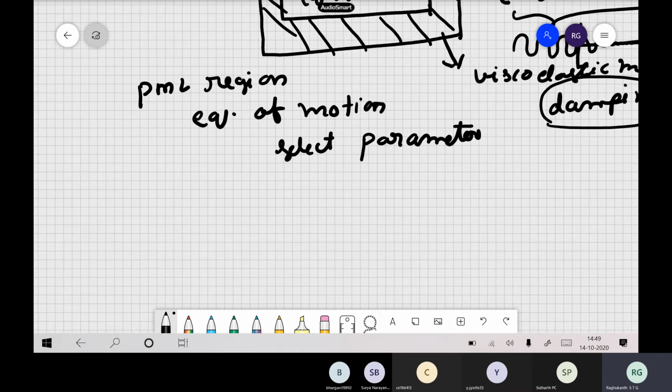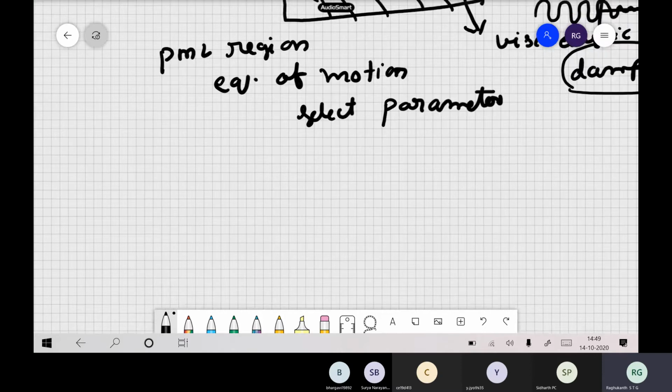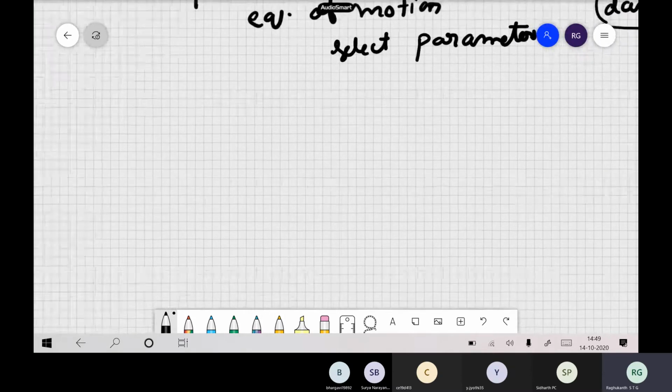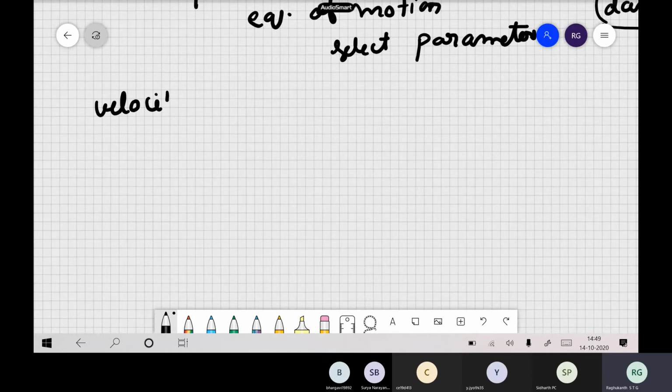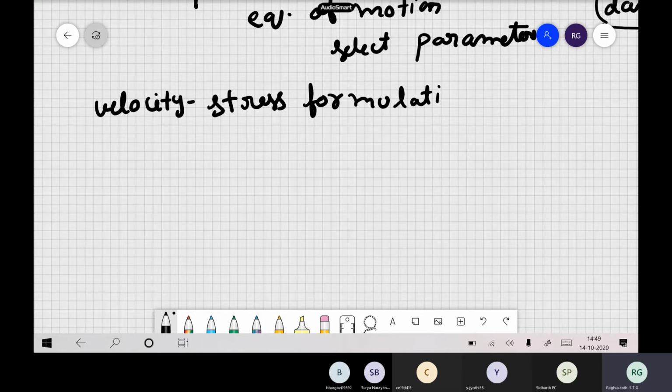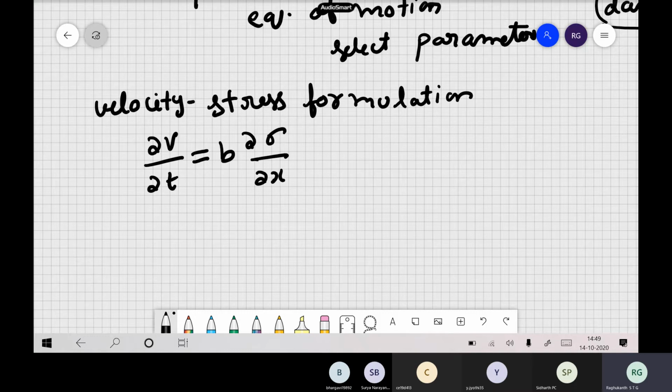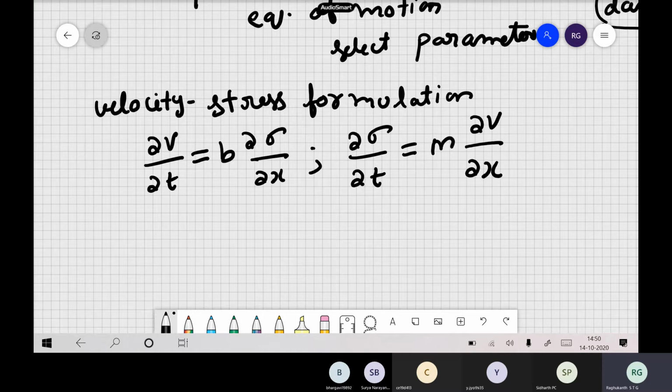See, these are the original equations which we solve in the original domain. So this is our velocity-stress formulation. That is, dou v by dou t is equal to b dou sigma by dou x, and dou sigma by dou t is equal to m into dou v by dou x. So this is our original velocity-stress formulation in one dimension.